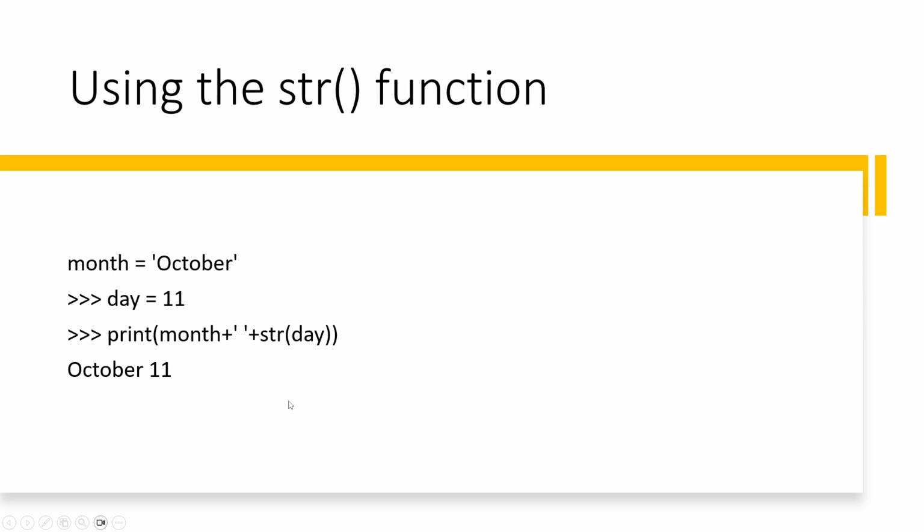So let's take a closer look at the string function. The string function is going to take whatever I put inside of the parentheses and convert it into a string. In this case, day is equal to the number 11. And when I put day inside the string function, it's going to return the result of that function, and that is going to be 11 as a string.